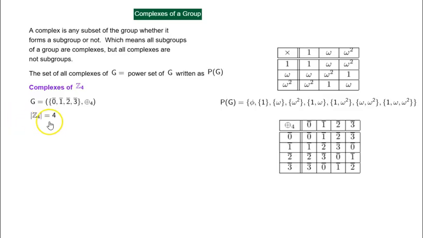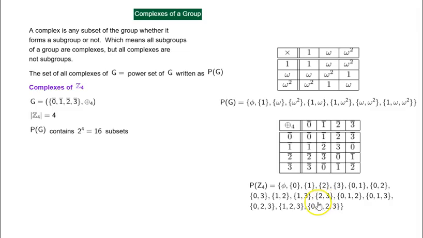The order of this group is 4. The power set will contain 2 to the power of 4, which is 16 subsets. And these are the 16 subsets. Again, we start filtering those subsets which do not contain the identity. And here the identity is 0, congruence class 0. So only those which contain 0 we are including.